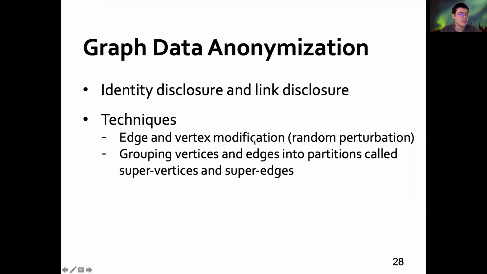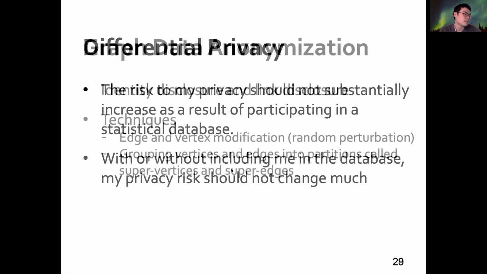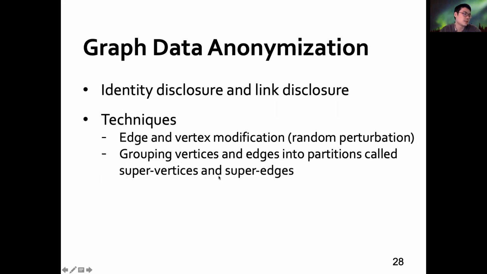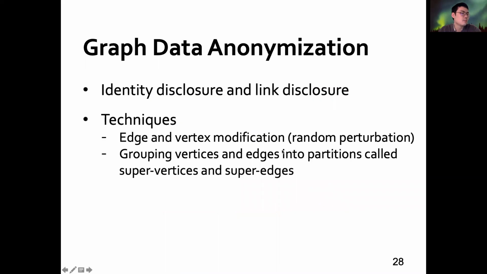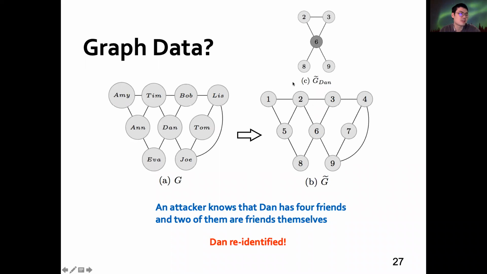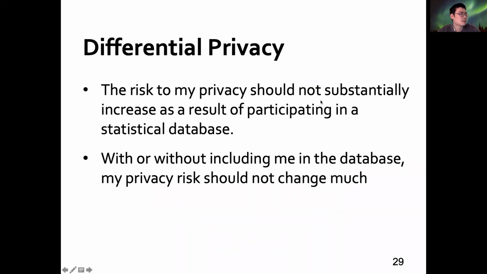So these are the tools that you have access to. This concept is very similar to generalization. Generalization and suppression, we don't have suppression unless we delete that edge. But the super vertex, super edge is like generalization. Right? Generalize these 3 into a higher-level supernode.